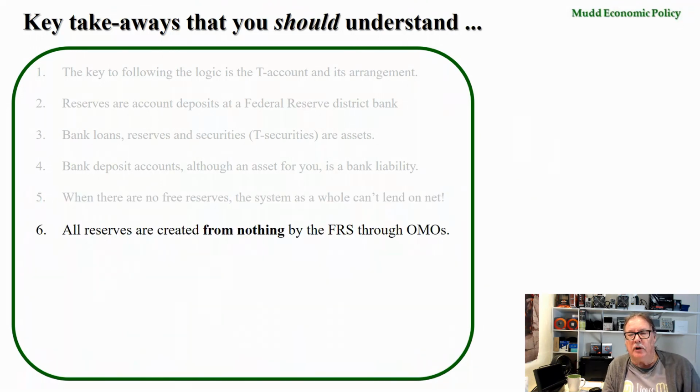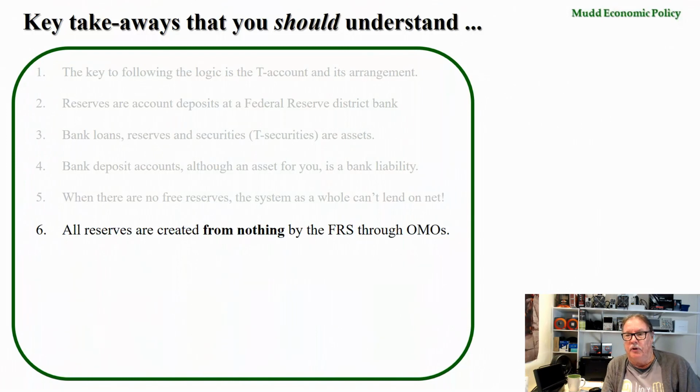All reserves are created from nothing by the Federal Reserve through open market operations. The extent to which bitcoins are created from nothing is very complex compared to the Federal Reserve System. With Bitcoin, you have to solve this problem. You have to set up your miners. You have to do all this and all that. The Federal Reserve System can just write the entries down and they're done.